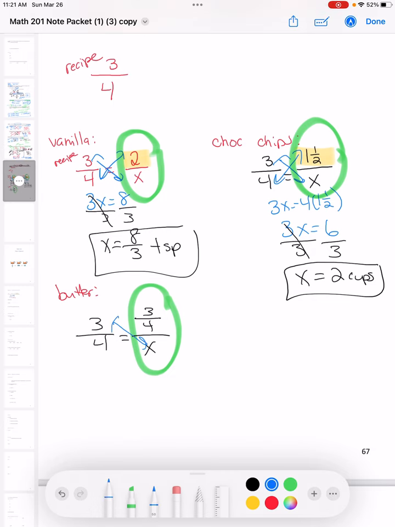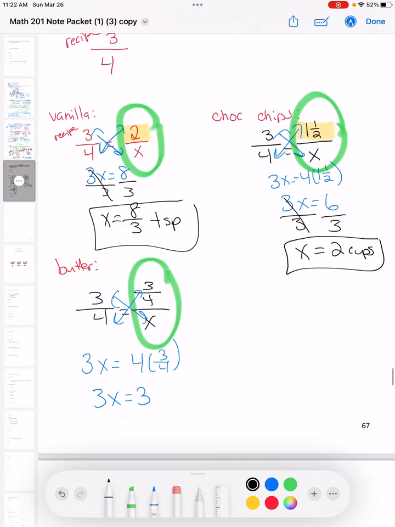We're going to cross multiply. So we'd get 3x is equal to 4 times 3/4. 4 times 3/4 is just 3. Those 4's cancel out. I'm going to divide by 3, so I get x is equal to 1/3.